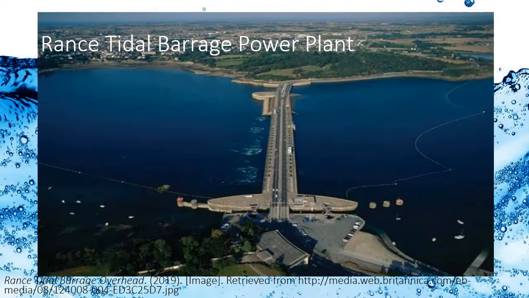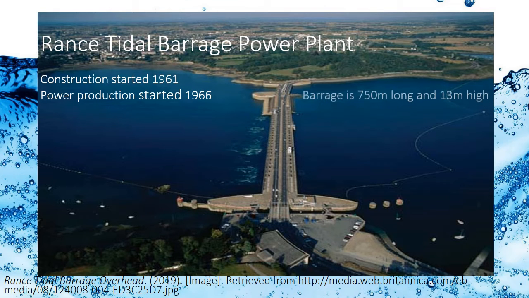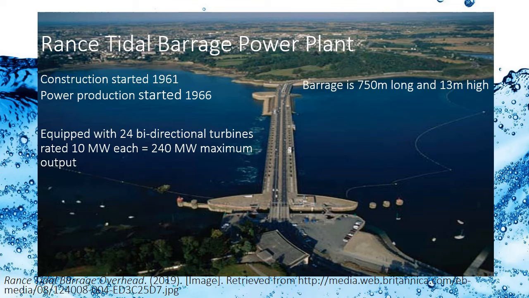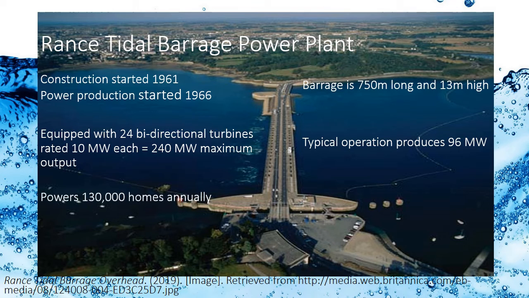The only existing tidal barrage power plant in Europe is located on the Rance River in France, which was completed in 1966. It has a maximum production capability of 240 megawatts. However, typically operation produces around 96 megawatts. It provides power for 130,000 homes annually, but also had a huge environmental impact.